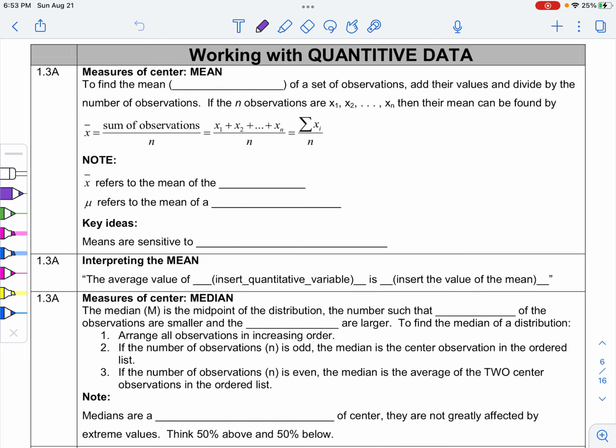The mean is the average value of a set of observations. To find the mean, you're going to add up all your numbers and divide by the number of observations that you have. So just so you can see, this symbol right here, we call that your x bar. X bar represents the mean. n is the number of observations that you have in your data set.